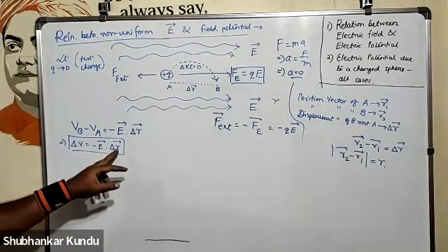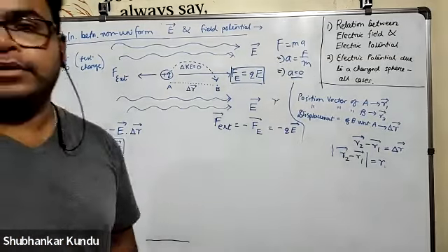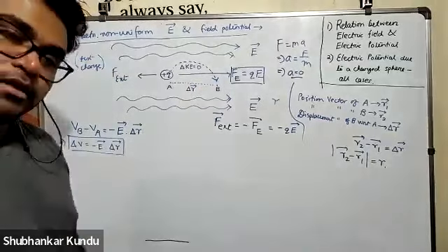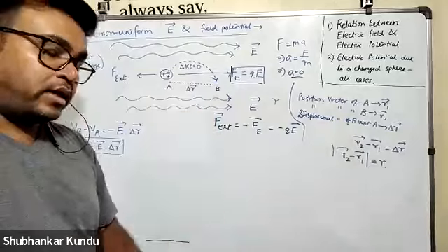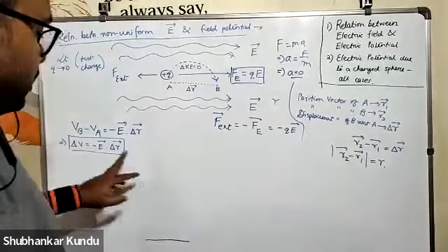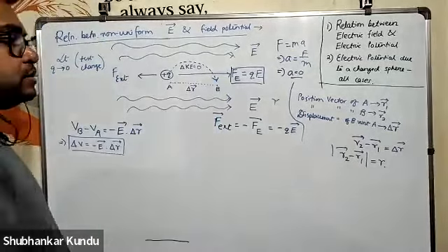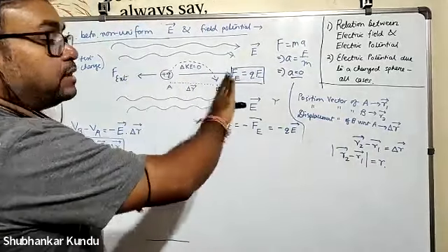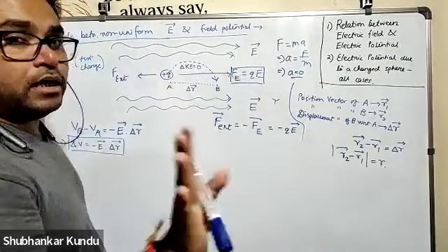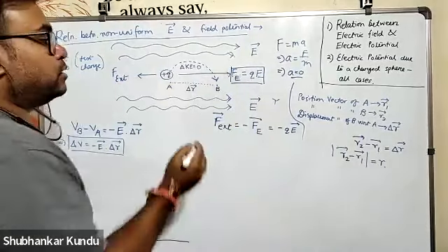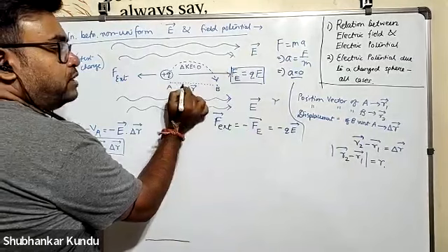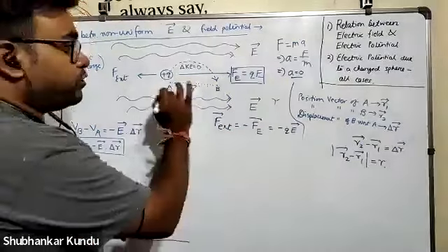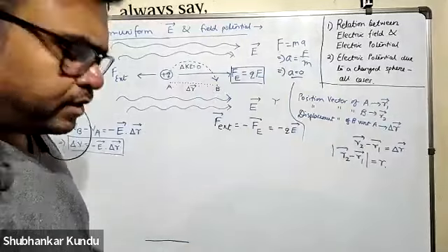I cannot use this delta R. The displacement vector is still delta R, but I cannot use this expression now. Why? Because earlier, along the entire distance, the electric field was uniform. The same field was here, the same field here, the same field everywhere. Now, at different points, we will have different electric fields.